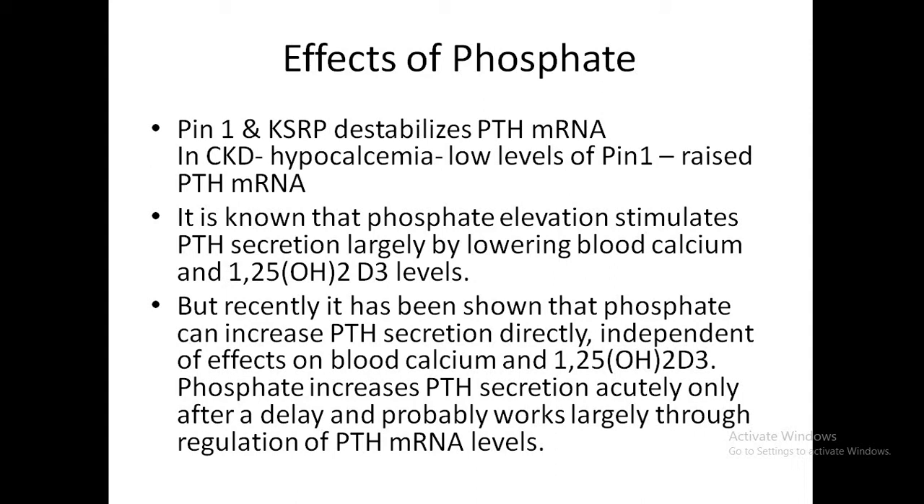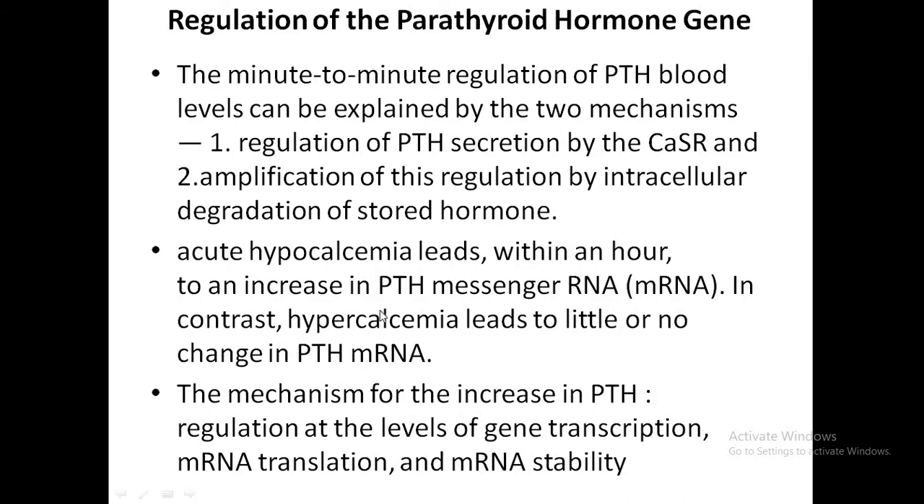And phosphate increases PTH secretion acutely after a small delay, and probably works largely through the regulation of PTH mRNA levels. So phosphate also works through the regulation of the PTH mRNA levels, whereas calcium will work at three levels: gene transcription, mRNA translation, and mRNA stability.